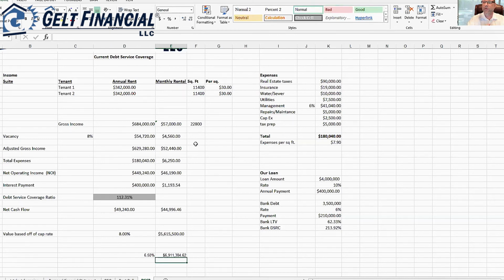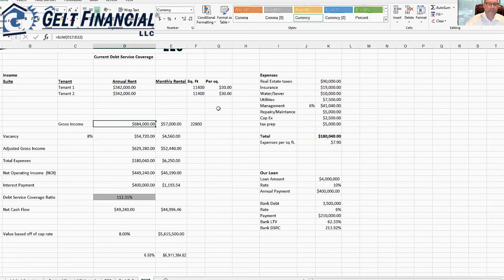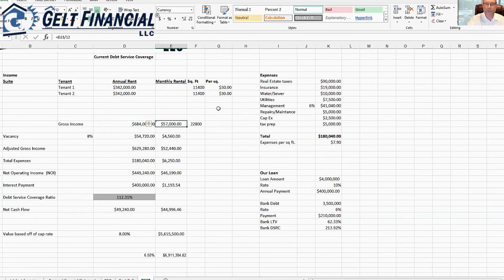Basically, it gives all of the numbers, the math on the deal. This is something that you can download at geltfinancial.com, or you can come up with your own. There are much more sophisticated spreadsheets out there, but for the sake of this, I want to keep it simple, and I'm using a very basic one that I built. So you see here, it has the rental income of, there's 2 units of $640,000.